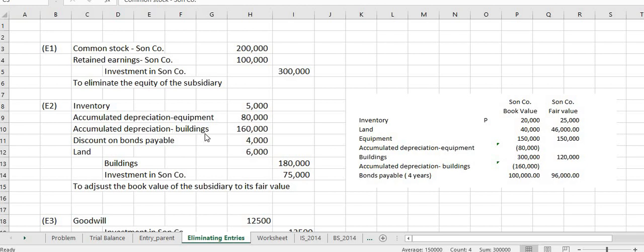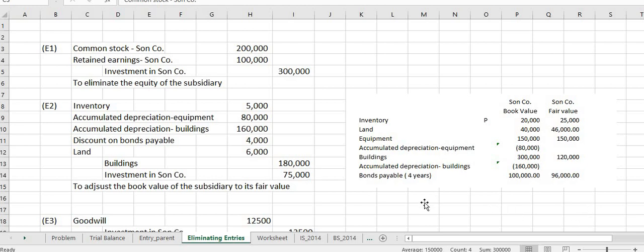So, i-debit na siya to accumulated depreciation. And then, yung building natin is actually overvalued by 20,000. So first, our entry would be debit to accumulated depreciation buildings. Then yung cost niya to make it 120, i-credit natin by 180. Then yung bonds is actually overvalued by 4,000. So since the fair value is lesser than the book value, then therefore yung excess or difference ng book value at fair value ng bonds is actually a discount on bonds payable. Then also the land is undervalued by 6,000. So the net undervaluation of the net assets shall be credited to investment in Sun Company for 75,000.